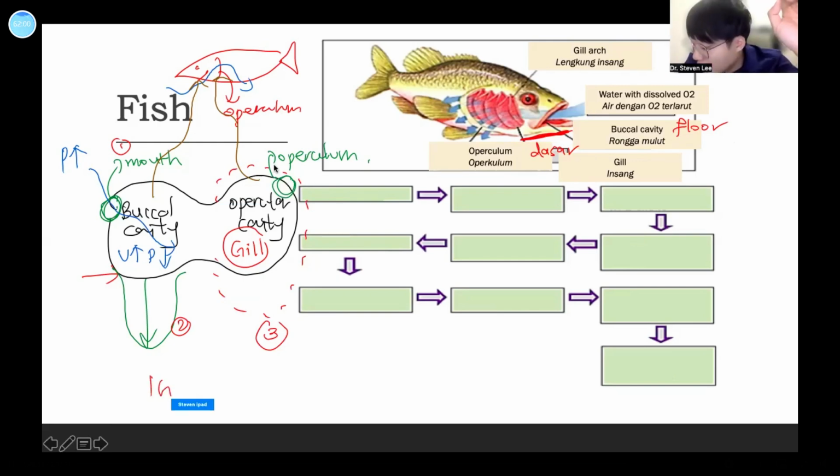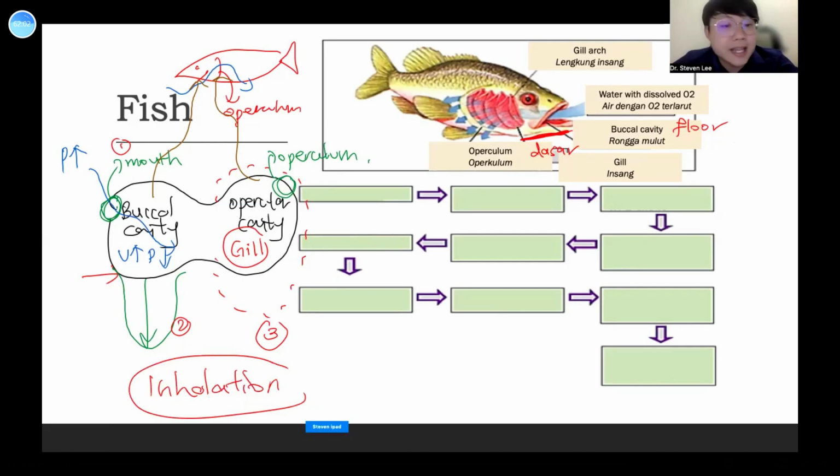We're talking about inhalation. All this is inhalation. We have not gone to exhalation yet. Step four, do you think your operculum needs to open or close? If your mouth and your operculum open together, then there is no pressure difference. The water won't go in. So one open, one must close. In this case, if your mouth opens, your operculum must close.